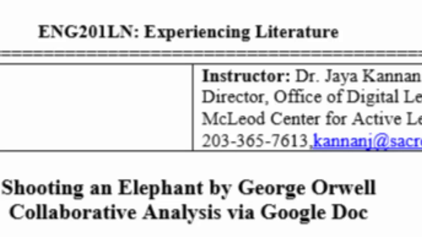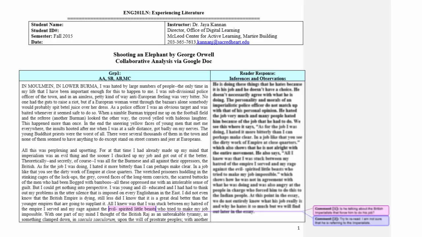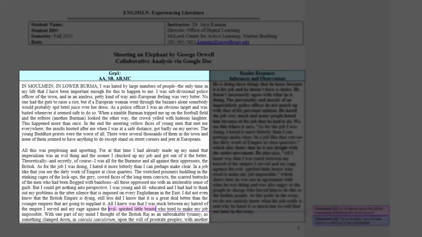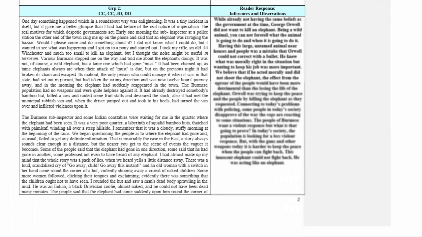The text that we were reading is called Shooting an Elephant, a 4-page essay written by George Orwell. I created a table using Google Docs to promote layers of discussion within the classroom. So on the left column, you can see that I actually placed the text and divided it into different sections so that I can assign each section of the text to a different group.